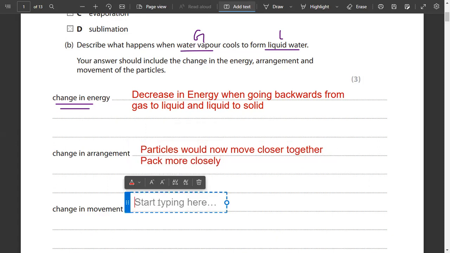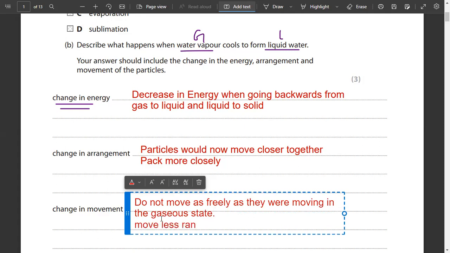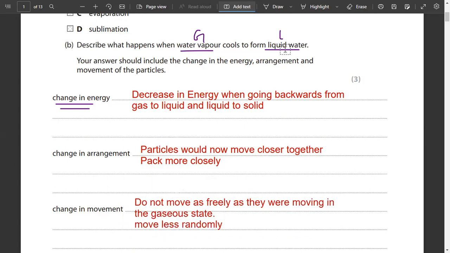Change in movement के ऊपर क्या effect होगा? When obviously gas के अंदर they were moving freely, but when they have turned into liquid form, what would happen to the change in movement? Now they do not move as freely as they were moving in the gaseous state. Liquid में, when they have come into liquid, they would move less randomly. They would now move less randomly because they have changed from gas to liquid. So this would be one of the answers that you would be writing down.